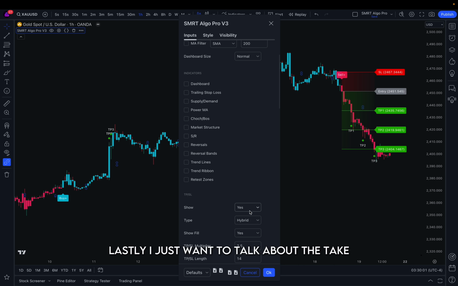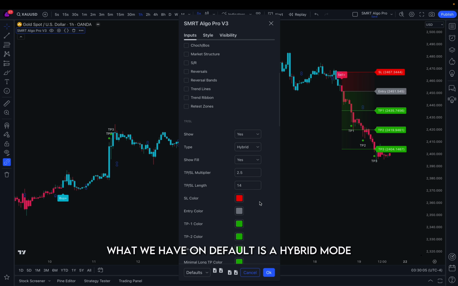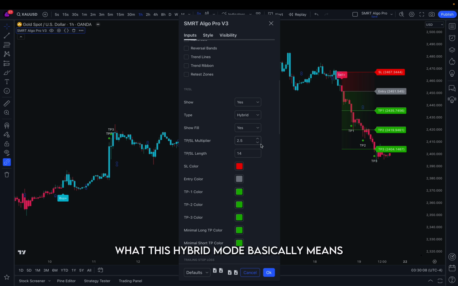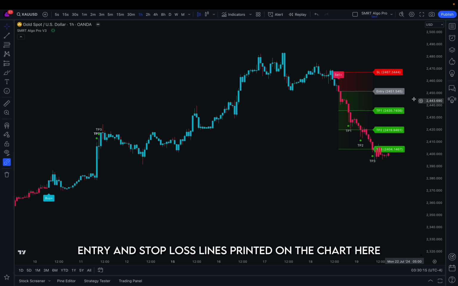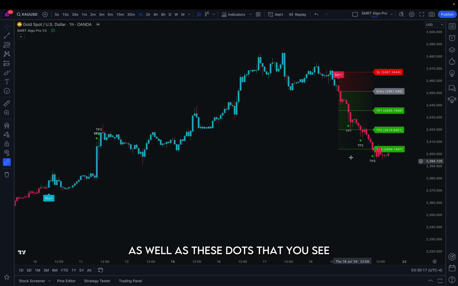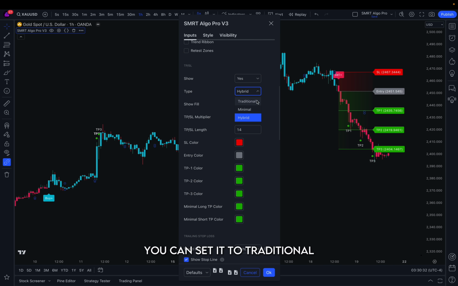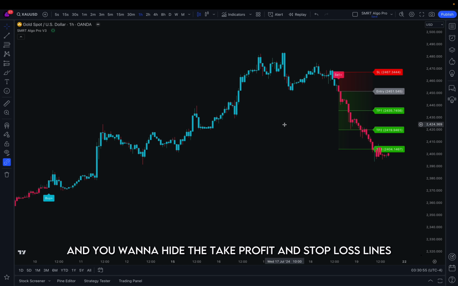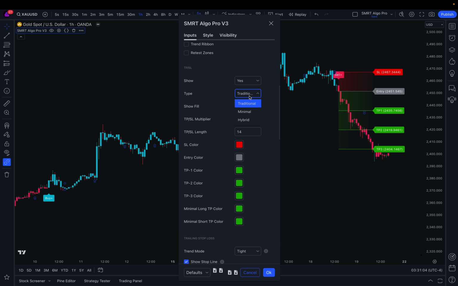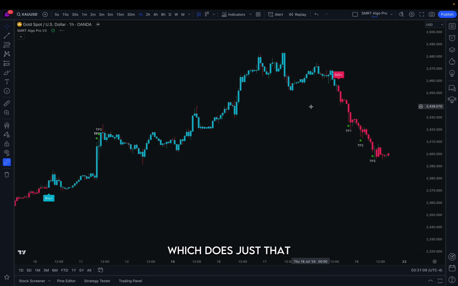Now that's it for the indicator features. Lastly, I just want to talk about the take profit and stop loss settings. What we have on default is a hybrid mode. What this hybrid mode basically means is that it will have both the take profit entry and stop loss lines printed on the chart here, as well as these dots that you see, which we call minimal mode. If you want just the traditional take profit and stop loss lines, you can set it to traditional and it will remove these dots. Or if you just want the dots and you want to hide the take profit and stop loss lines, then you can turn on minimal mode, which does just that.